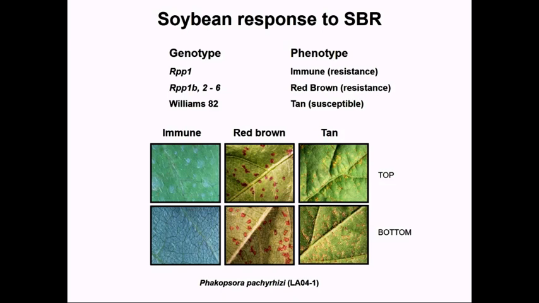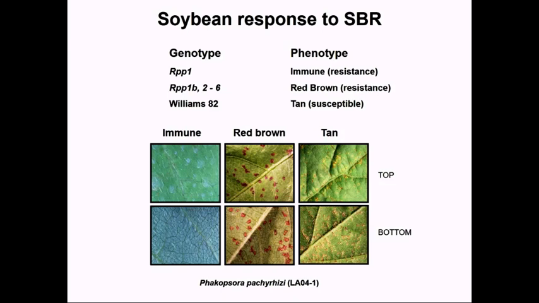And I'll just summarize some of the responses here. These are the main responses. Maybe a trifecta of responses. So we have an immune response, which is conditioned by the RPP1 resistance gene. So isolates that are recognized by the RPP1 resistance gene cause this phenotype, which is basically you can't tell that anything's happened to the plants.